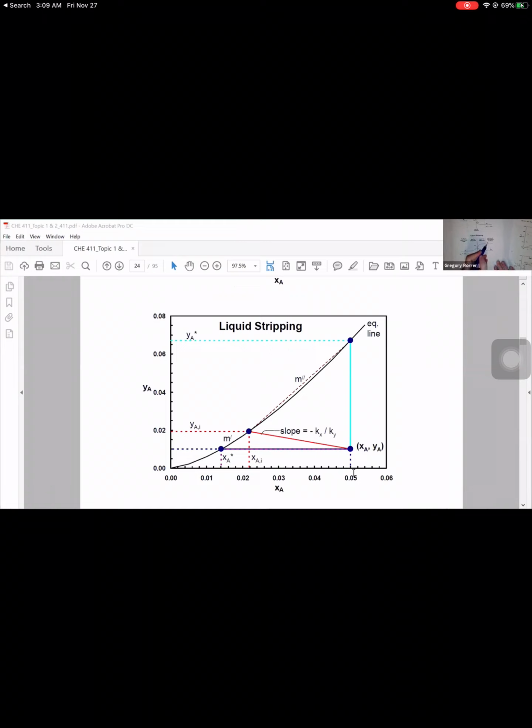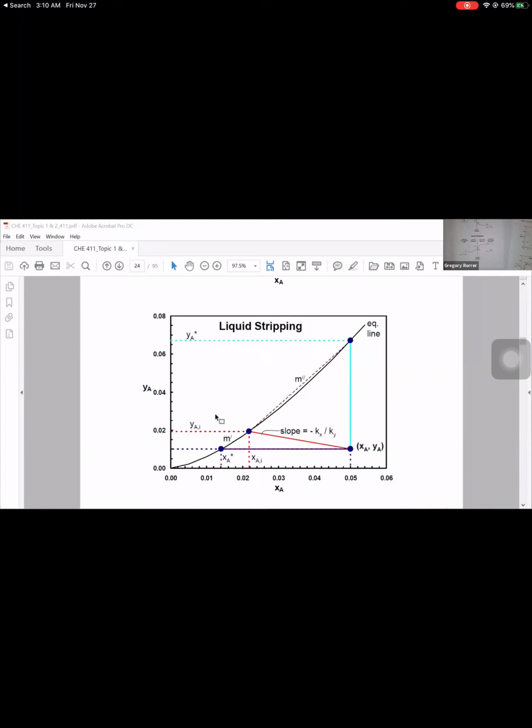Just taking it right from where my hand is, here's XA and YA. But now XA is going to be greater than XAI. And because of that, the operating point for liquid stripping always has to be below the equilibrium line, because if you look at it from this perspective, XA is always greater than XAI. If you can remember that by just looking at this diagram and then looking at the XY plot, you'll always remember that the operating line has to be below the equilibrium line.